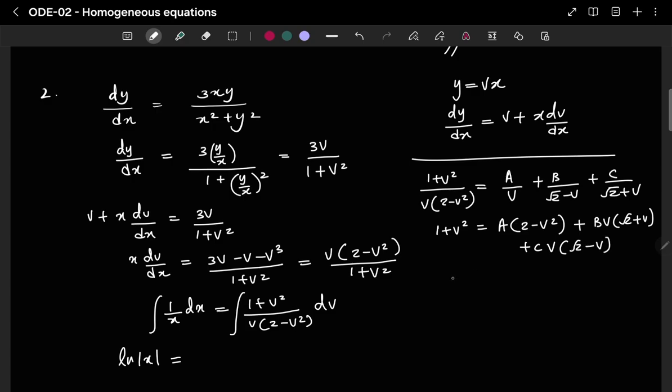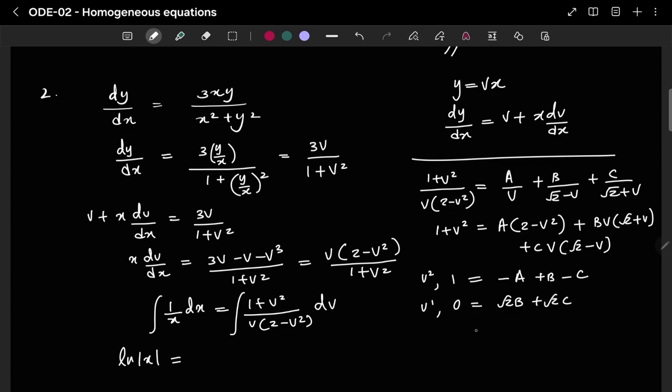Simplifying this, we compare the coefficients. When we compare the coefficients of v squared, we get minus a plus b minus c. Then comparing the coefficients of v to the power 1, 0 equals root 2 b plus root 2 c.